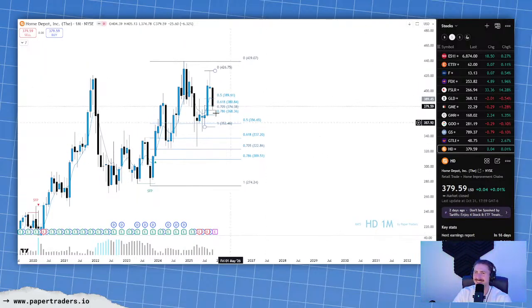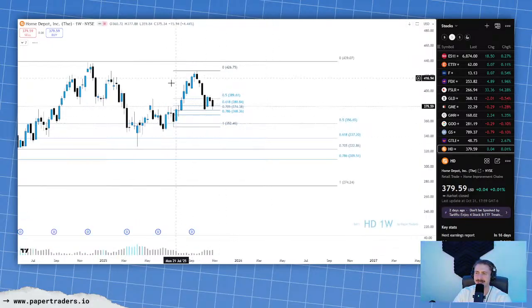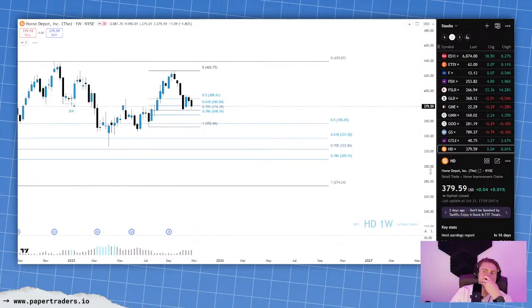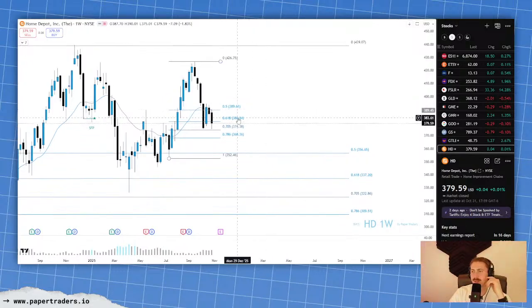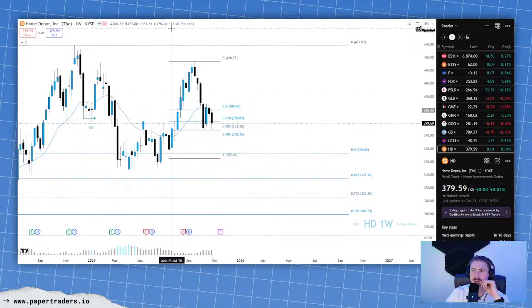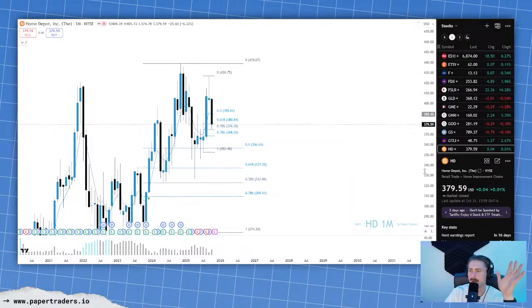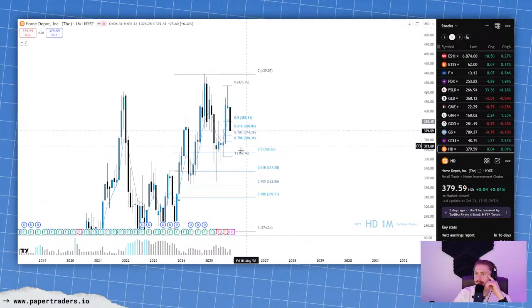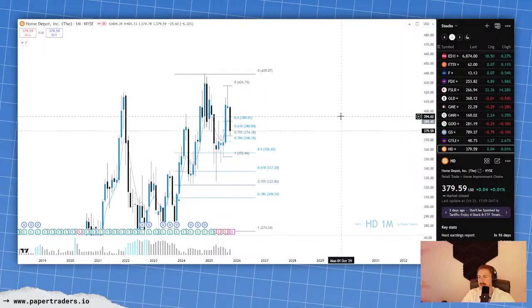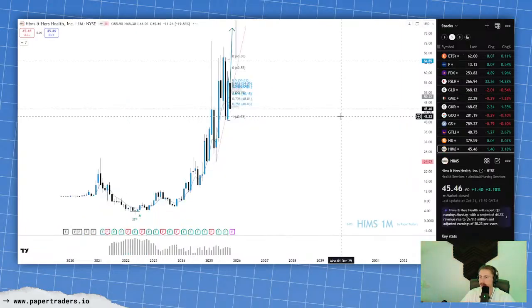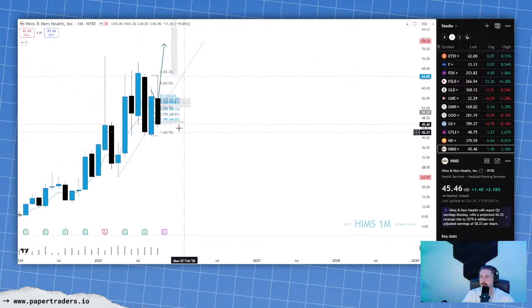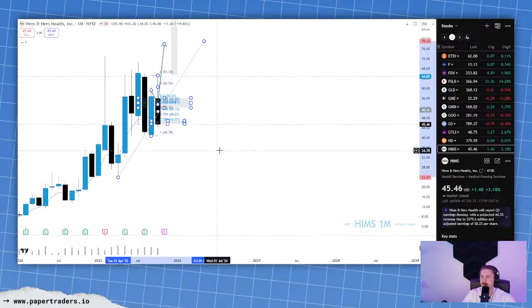Home Depot coming into that weekly OTE, so just kind of consolidating. Honestly, we can see a rising 3 on this one on the week. The way that this held right there, we can see a nice pop on that. Don't quote me on that, right? This could be just a monthly wick to the top and then continuation to the downside. Hims looks terrible over here, so let me delete it.